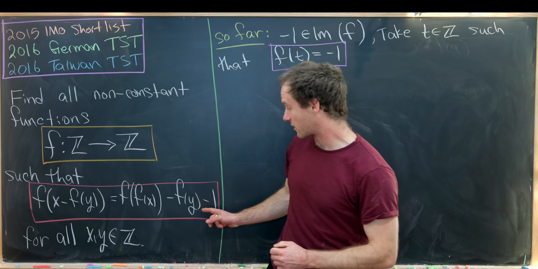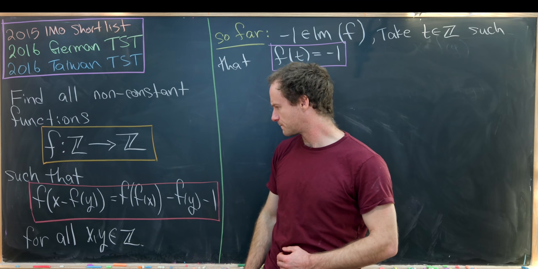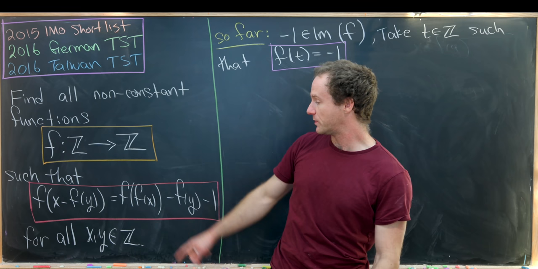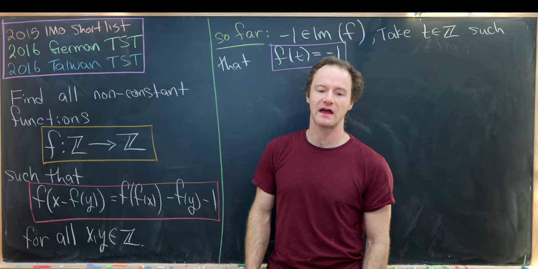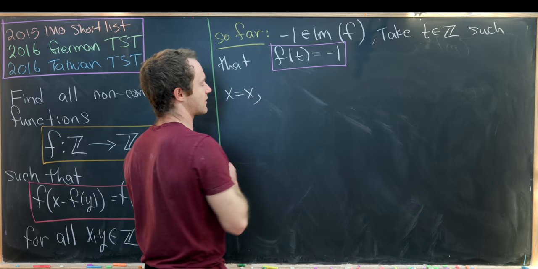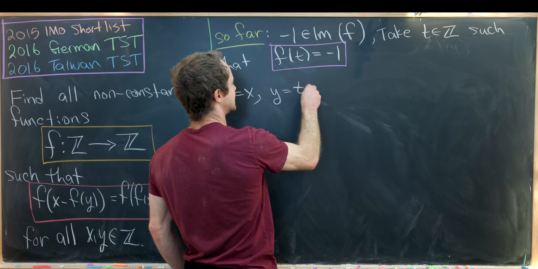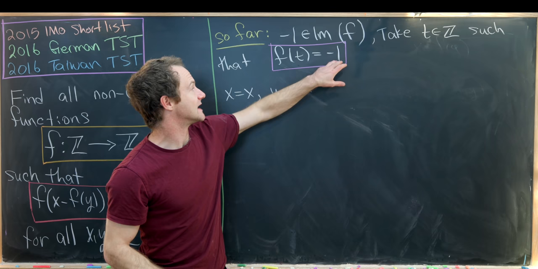Looking back at our functional equation, we'd like to simplify this as much as possible using this fact. Well, maybe if we apply this functional equation where y is equal to t, we'll be left with only a single variable. Sure, we'll have a double composition here, but maybe that'll be all right. So let's set x equal to x. In other words, x will remain a free variable, and we'll set y equal to t. And that is not free. That is the special value that gives -1 when plugged into f. Okay, so let's see what that gives us.